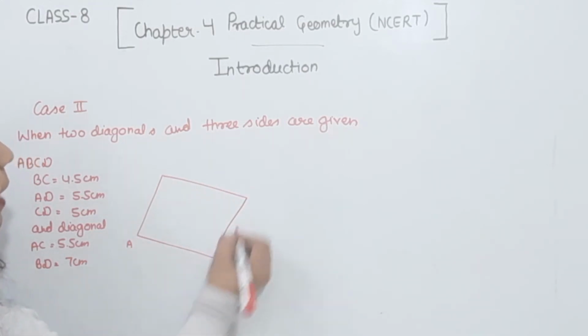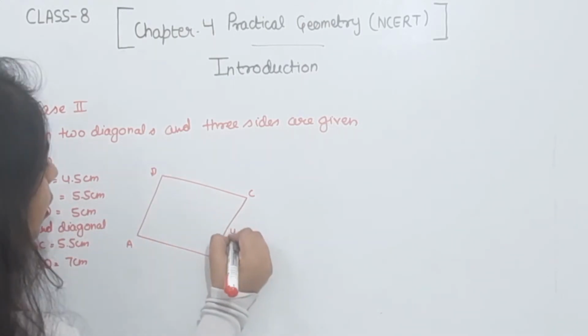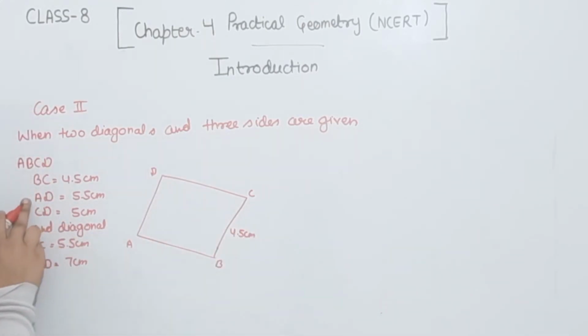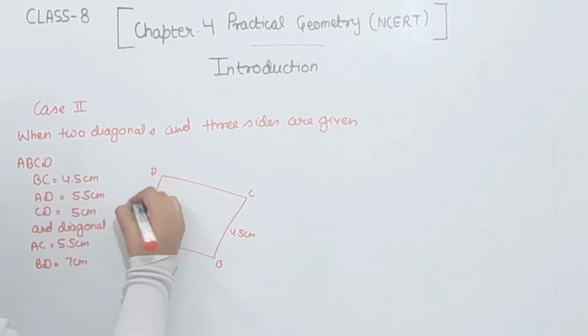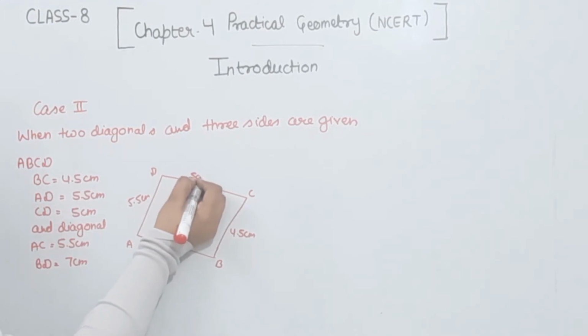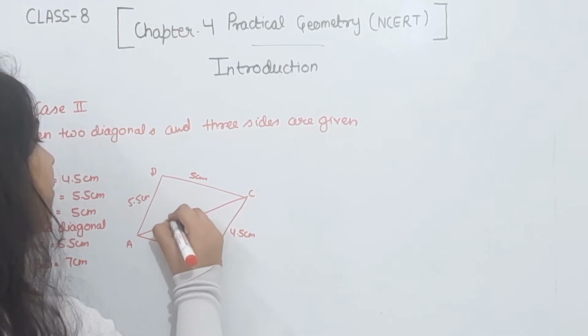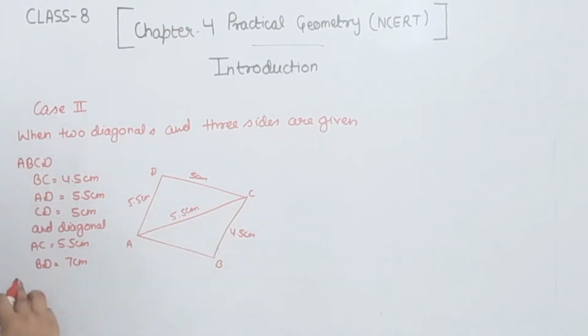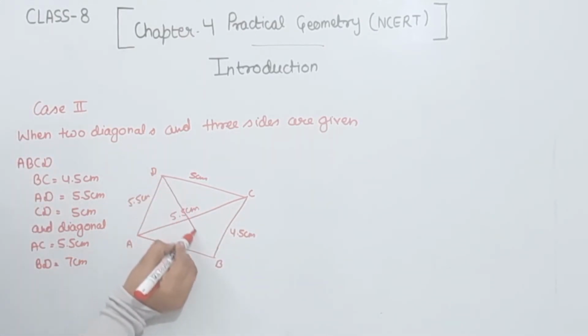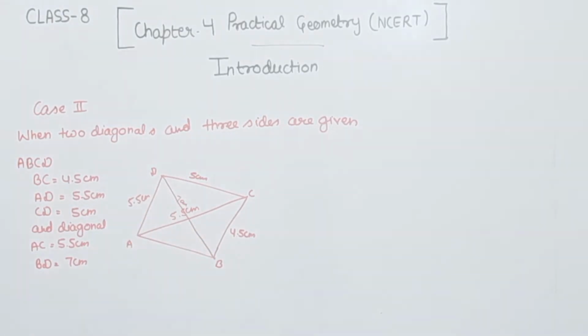First of all, I am going to draw the rough sketch of the quadrilateral ABCD. Suppose this is the quadrilateral ABCD we are having. In this one, BC is 4.5 centimeters, AD is 5.5 centimeters, CD is 5 centimeters, and the diagonal AC is 5.5 centimeters and the other diagonal BD is 7 centimeters. Now this is the rough sketch of the figure. Now we are going to construct this one.